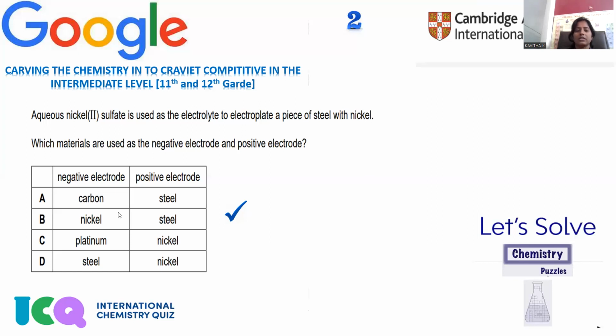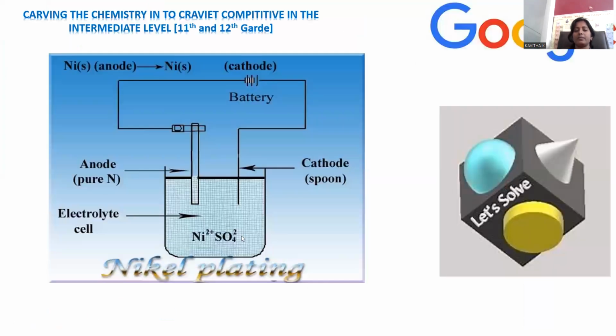So among these many options, option B will be said to be correct, and the negative electrode must be nickel metal. Pure nickel can be taken, and the positive electrode is a steel on whose surface you want to get the protection. That is said to be a kind of positive electrode. This is the way we can answer. Let's see a detailed explanation regarding this kind of electroplating process.